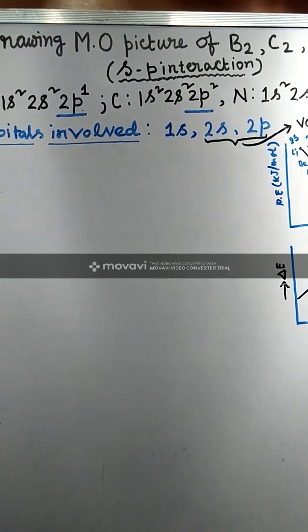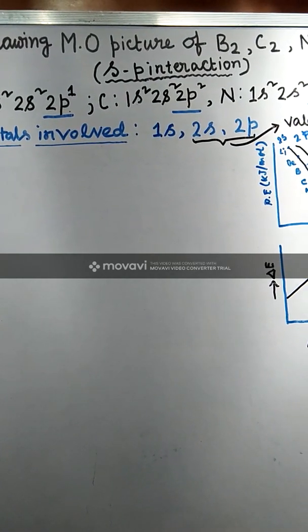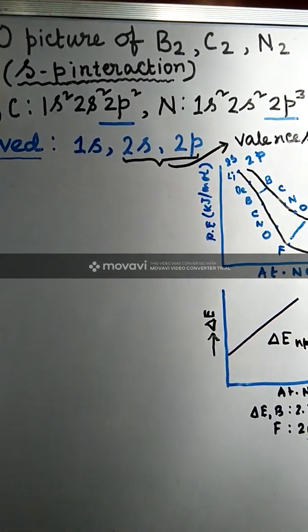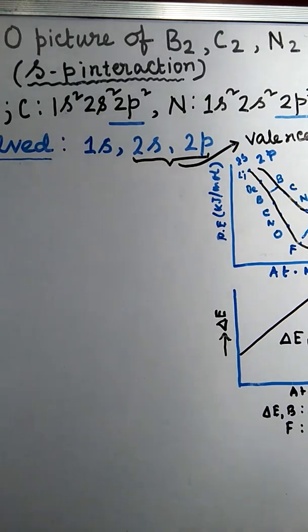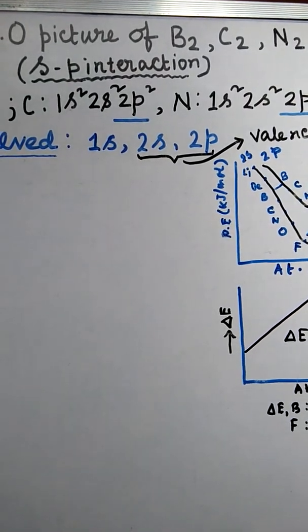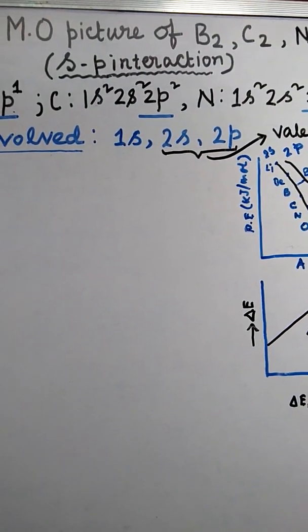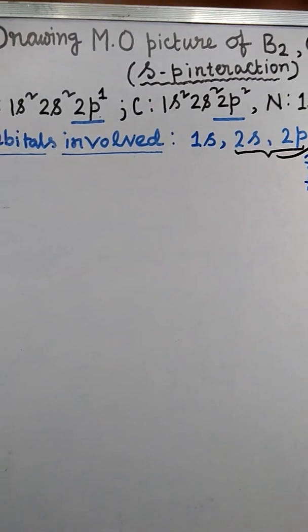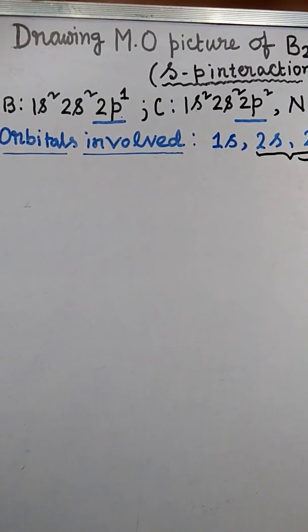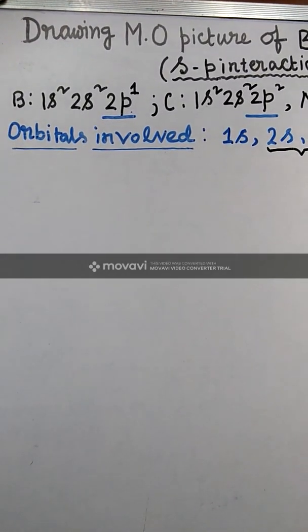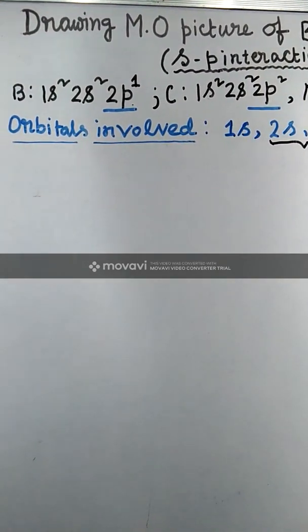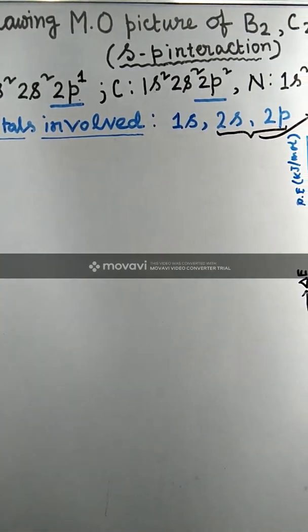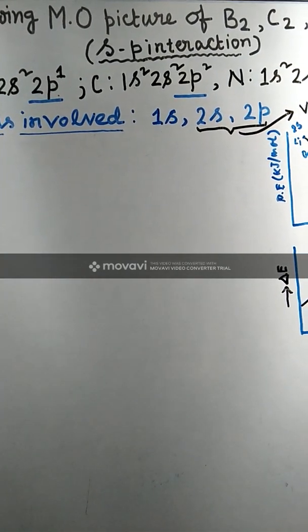So students, today we will learn how to draw the MO picture for B2, C2 and N2. In our last class, we learned how to draw the MO picture for oxygen and fluorine, O2 and F2. And there I told you that there will be no sp interaction between the 2s and 2p atomic orbitals of oxygen and fluorine. But here in case of boron, carbon and nitrogen, there will be sp interaction.